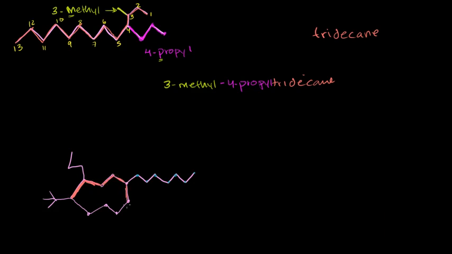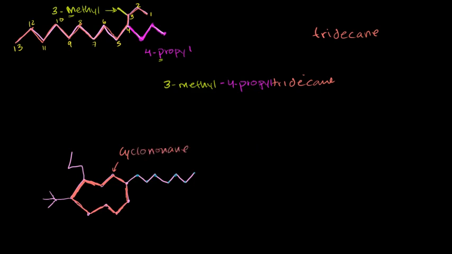It has 9 carbons. The prefix for 9 is non. It's all single bonds, so it's nonane. And it is in a cycle. It's a ring, so it's cyclononane. So this part right here, that part right there is cyclononane.